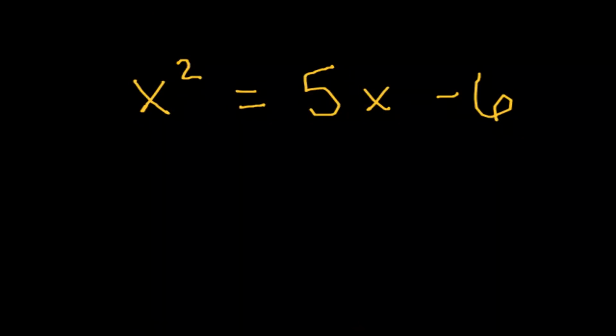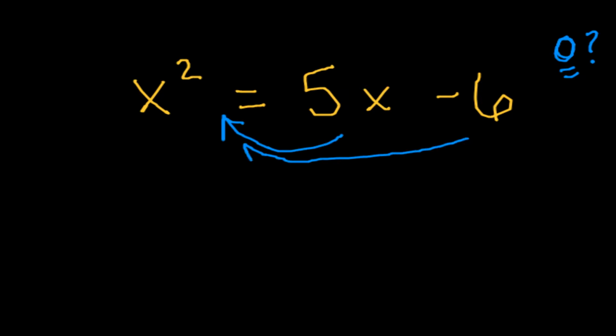Well, right now I have x squared equals 5x minus 6. I don't see a 0. I'm telling you 0 is going to be important, but I don't see a 0. But I'm going to create a 0, and here's how I'll do it. I'm going to move everything over to one side. It doesn't matter which side. I can move everything to the left, or I can move everything to the right. Either way, I'm going to move it to the left because I like it that way better.